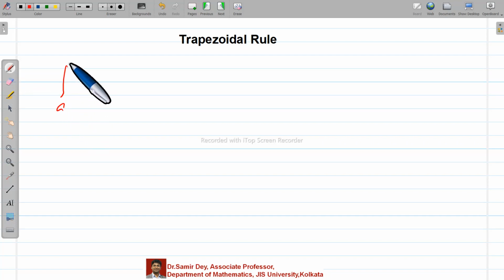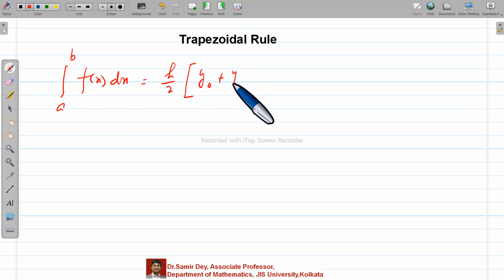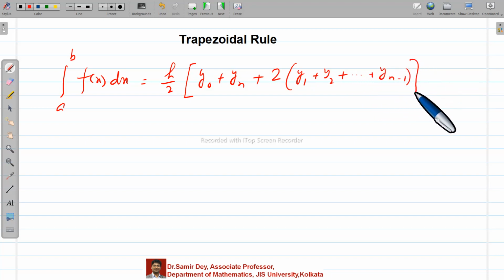If it is the integral from a to b of f(x) dx, then it equals h by 2 times y0 plus yn plus 2 times y1 plus y2 up to yn minus 1. Here a is the lower limit, b is the upper limit, f(x) is the function, and h is the interval length.